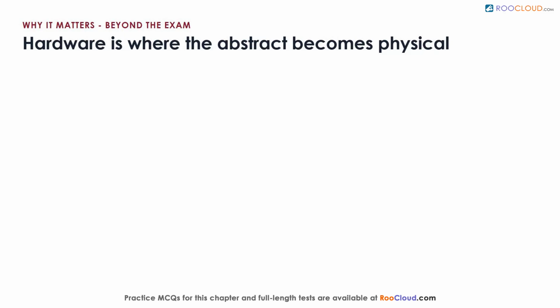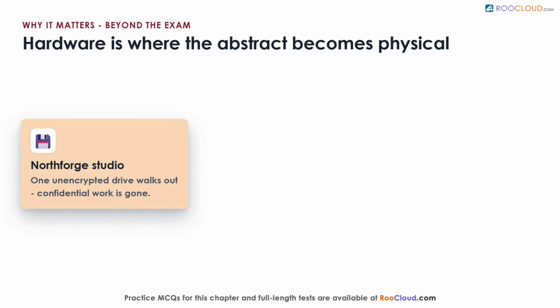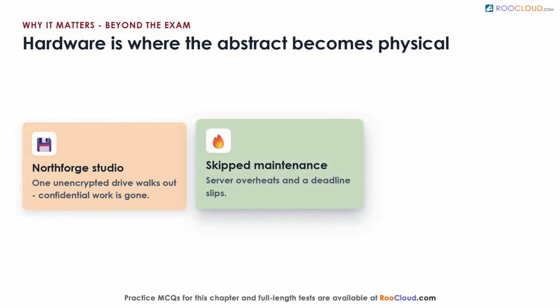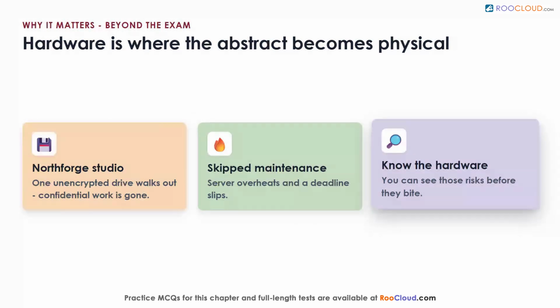Why does this matter beyond the exam? Because hardware is where the abstract finally becomes physical. Picture a design studio called NorthForge. One unencrypted drive walks out in someone's pocket and confidential work is gone. A server overheats because maintenance was skipped and a deadline slips. Knowing the hardware lets you see those risks before they bite.